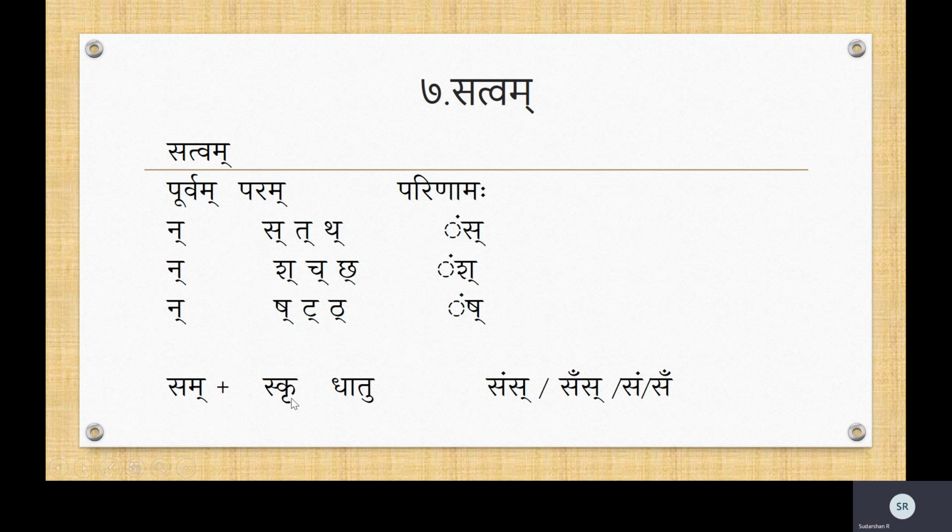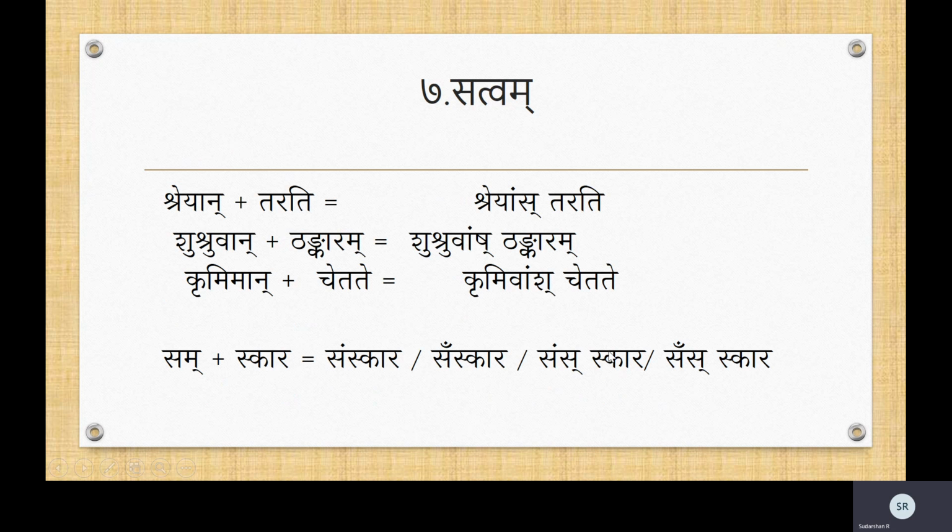Okay? Let me repeat that. When sum is the upasarga, the entire purva pada, and the para is any namapada or kridanta which is derived from the skr dhatu, then you can change the sum to any of these 4. It can change to sums, songs, sum or song. Let me go through some of those examples.